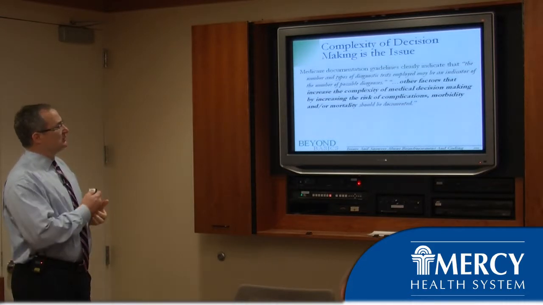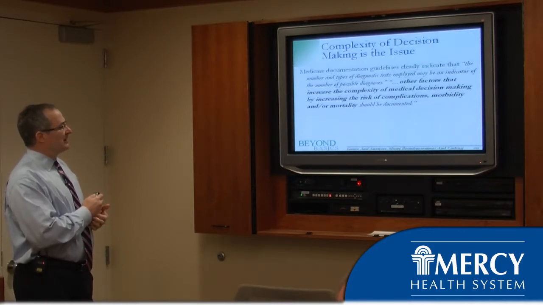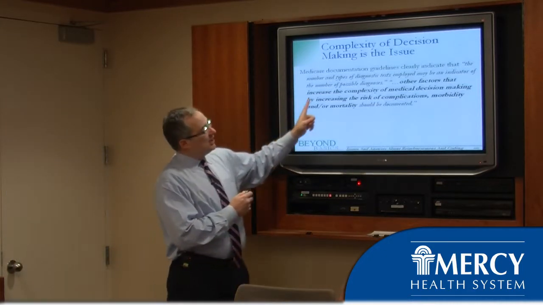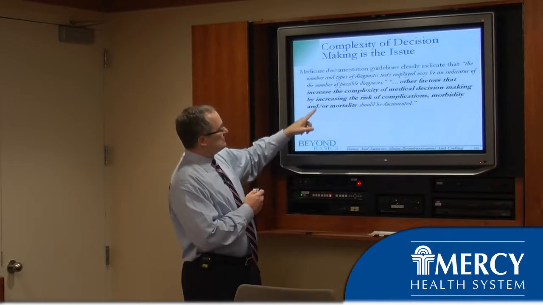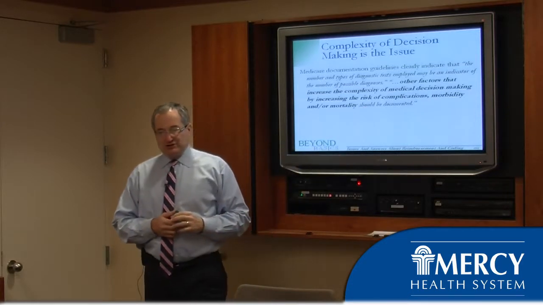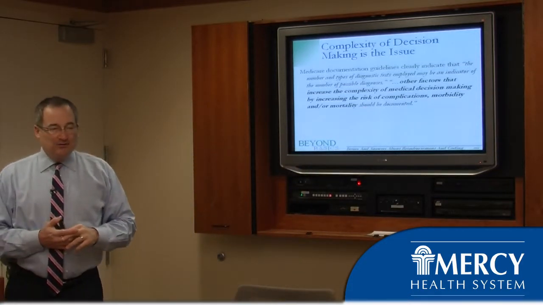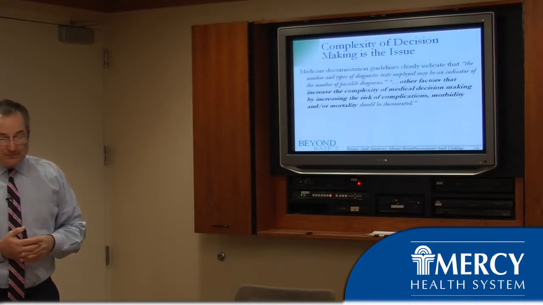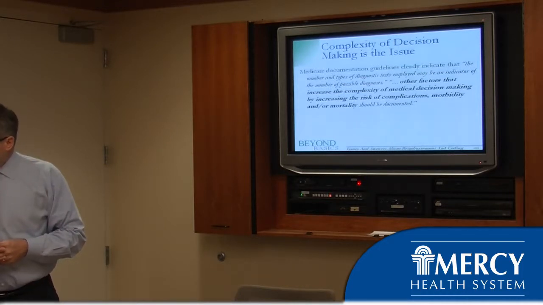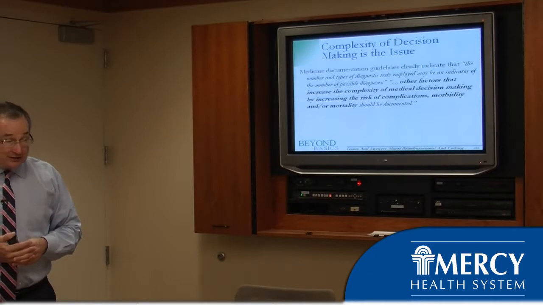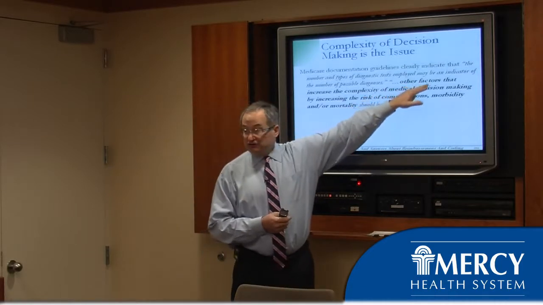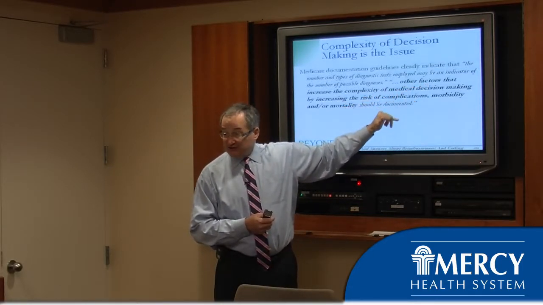So documentation guidelines clearly indicate that the number and types of diagnostic tests may be an indicator of the number of possible diagnoses. But other factors that increase the complexity of decision making by increasing the risk of complications, morbidity, mortality should also be documented. This is the documentation guidelines' way of saying that when you give differential diagnoses, coders are to recognize that those play into the risk of the presenting problem as well as your final diagnoses. So your differentials are the other factors that play into the complexity of medical decision making.